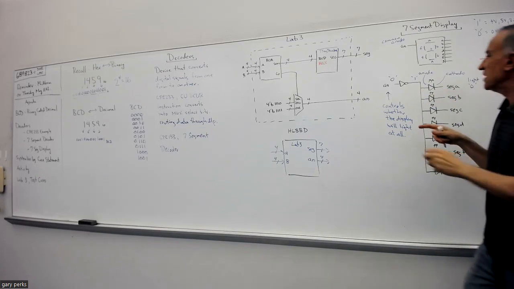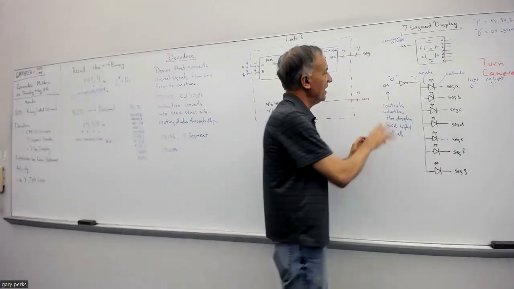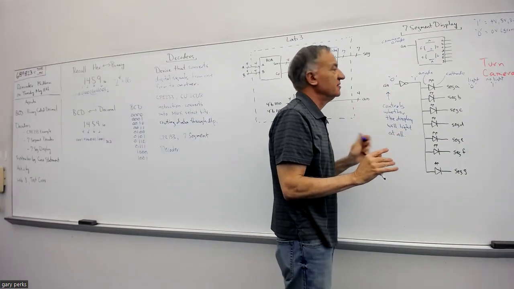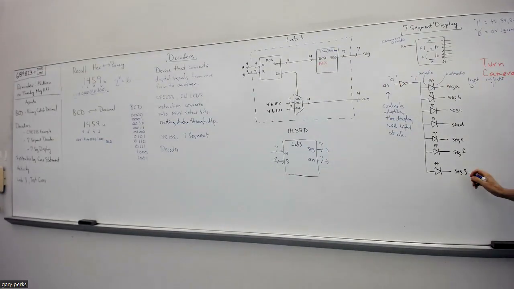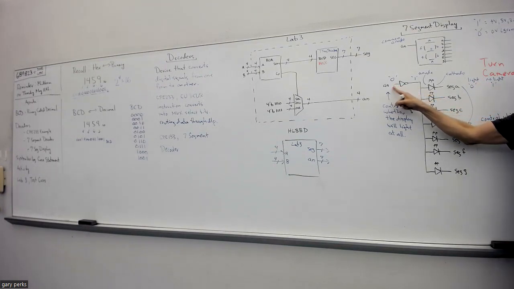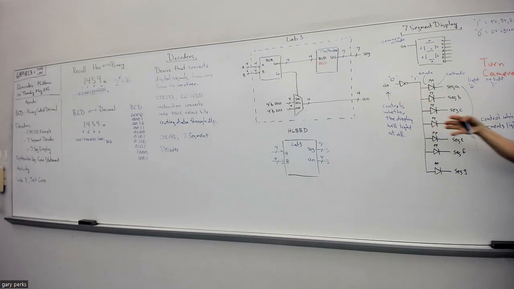Okay. So this AN controls whether the display will light at all. These segment cathodes, all these here, control which segments light. So you see, if I want to turn a display off, I can use this. To get whatever LEDs I want to light, so I can make whatever character I like.